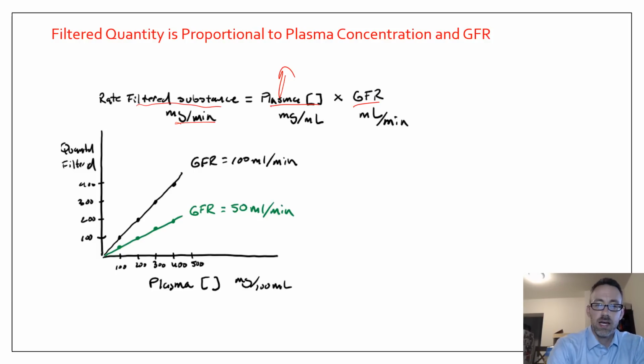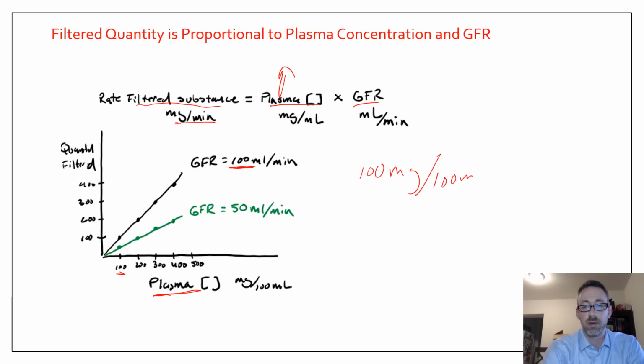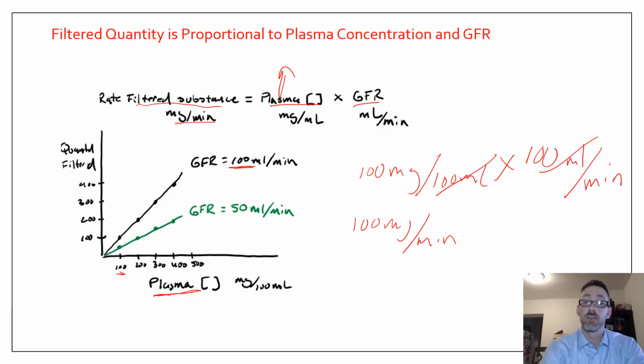Let's say 100 mLs per minute, that's the GFR. And let's take the plasma concentration, which is down here, and we'll say it's 100 milligrams per 100 ml of whatever that substance is. So 100 milligrams per 100 ml is my concentration times the GFR, which is 100 mLs per minute. And you can see these milliliters cancel out. We end up with 100 milligrams per minute as our filtered quantity.